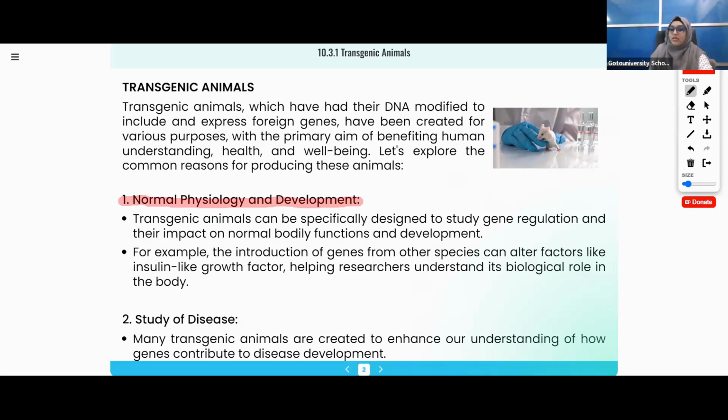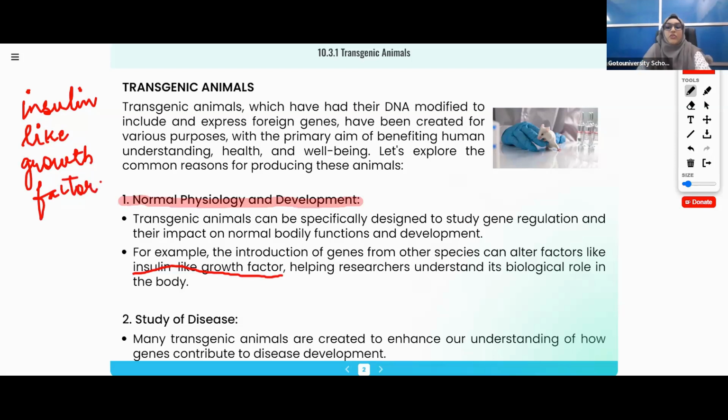So one example I'll be giving you. Here it is given, see, insulin like growth factor. Okay, so insulin like growth factor.